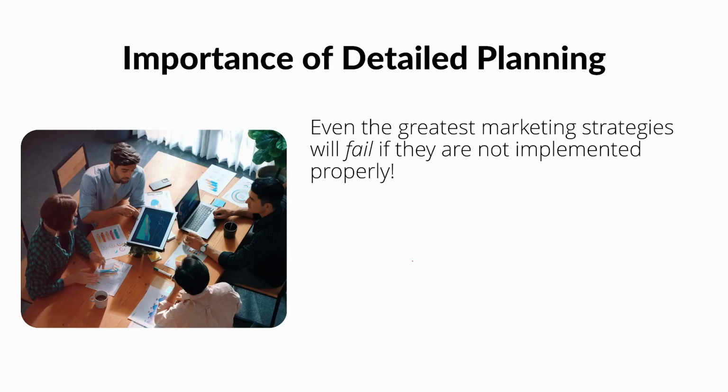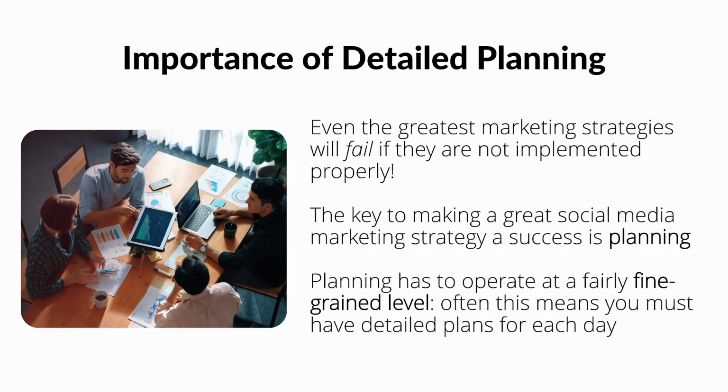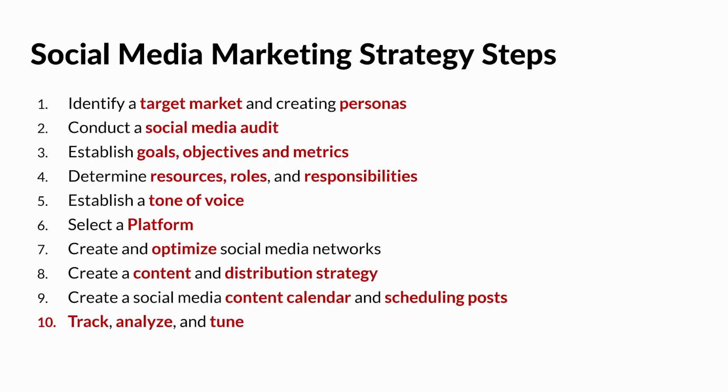When we talk about detailed planning, what are we talking about? Okay, we can't just go on social media and hope for the best, because even the greatest marketing strategies will fail if they're not implemented properly. The key to making a great social media marketing strategy a success is planning, a big keyword of this chapter. And planning has to do with operating at a fairly fine-grained level. What does this mean? This means it's thought out, it's on a day-to-day basis, it's very detailed and has lots of steps. And chapter 3 of the book breaks these down into 10 different steps.